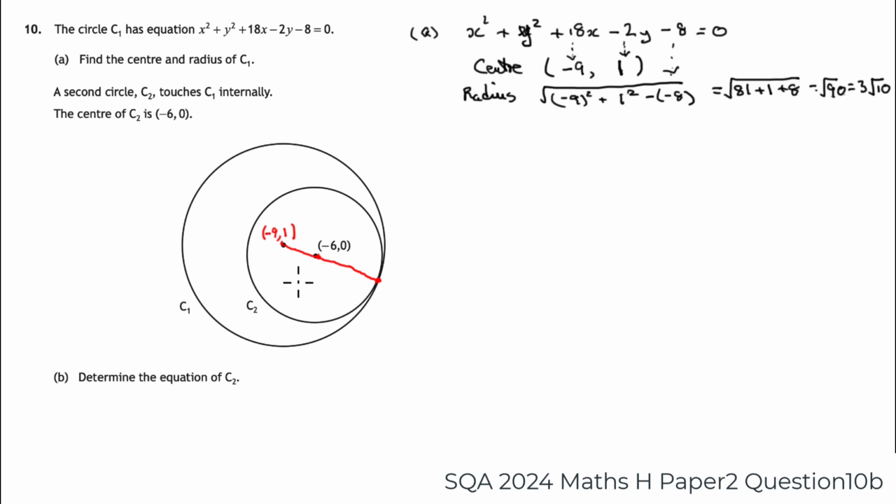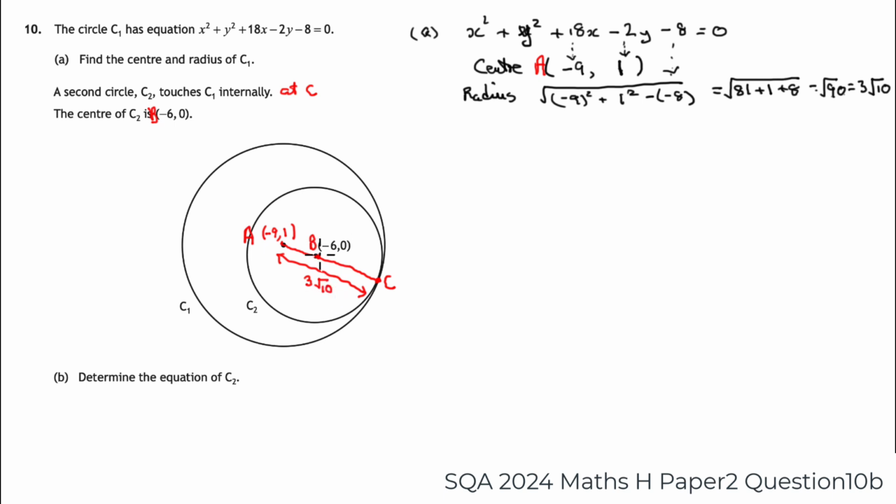And what we've discovered in this part of the question is that the radius from this centre, let's call it A, centre A, and we'll call B the centre of C2. So what we've discovered is that this whole line, length from A to, we'll call that point of contact C. So it touches internally at C. So this whole line, the radius of circle C1, is 3 root 10.